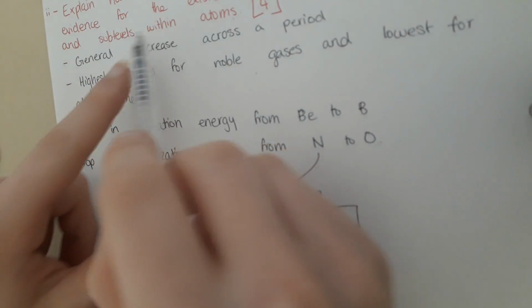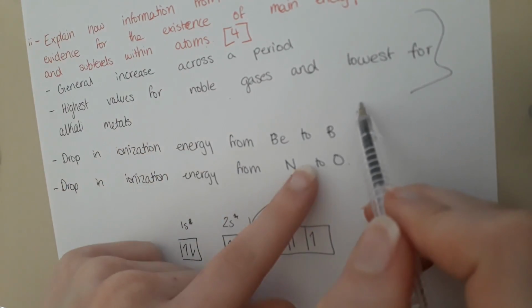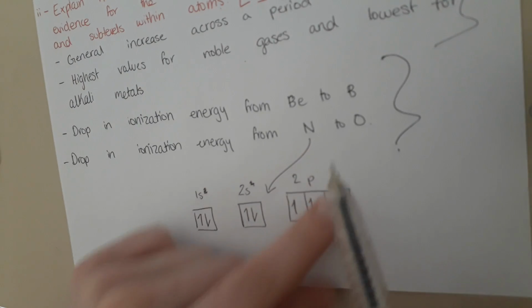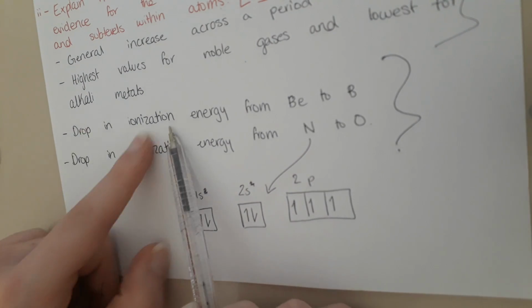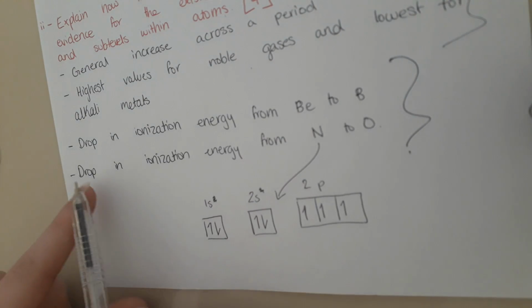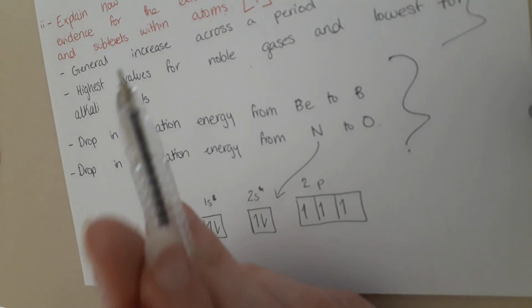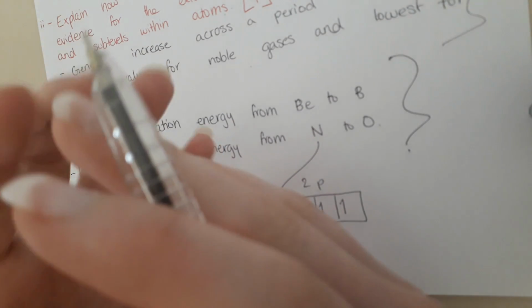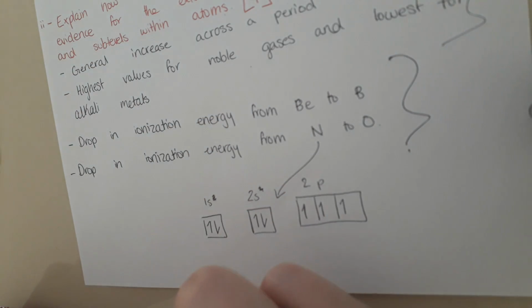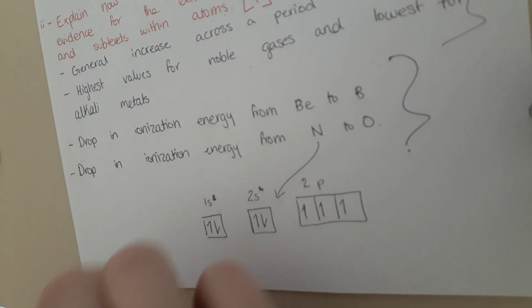You could also state, so that is for the existence of main energy levels, and then these 2 are for the sublevels. And you can state that there's a drop in ionization energy from beryllium to boron, and that there's a drop in ionization energy from nitrogen to oxygen. So you have 2 examples for that. Be is 4 and boron is 5, and nitrogen is 7 and oxygen is 8.